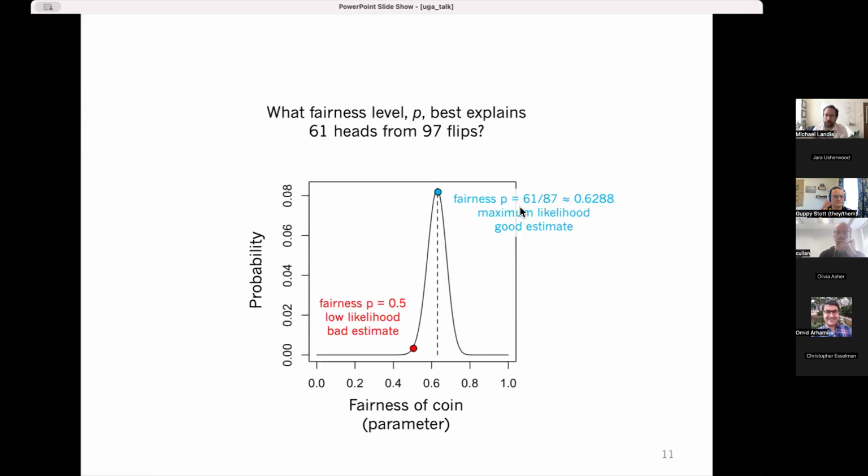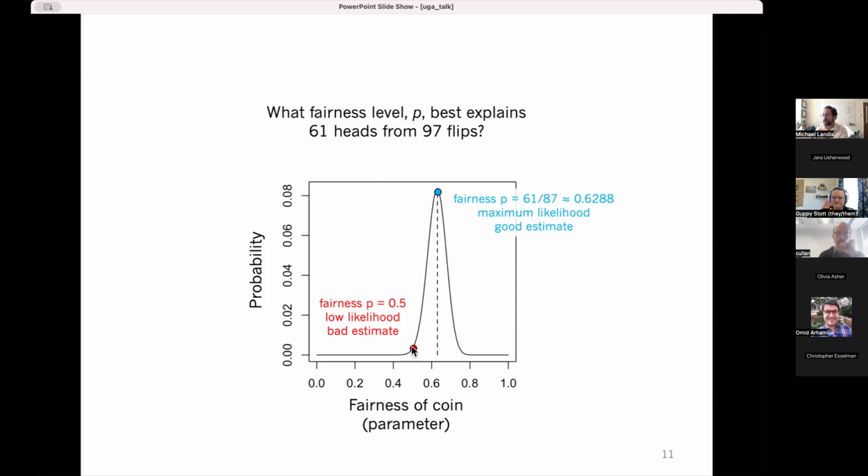Now, once I start getting into larger possible outcomes, the binomial distribution's probability is really critical for generalizing our ability to fit models to the data sets we actually have in our hand. So here's a simple plot of a coin flipping experiment where I get 61 heads out of 97 flips.